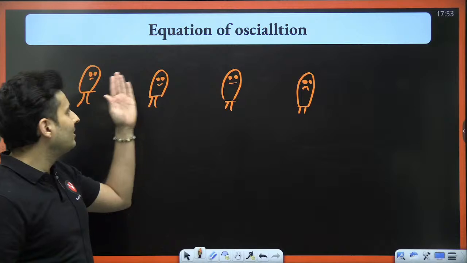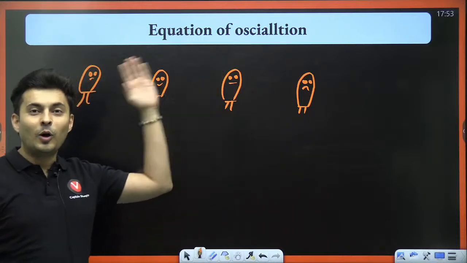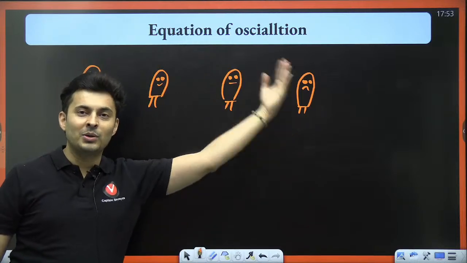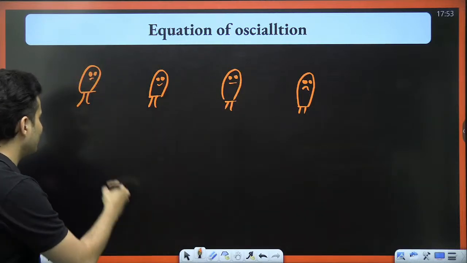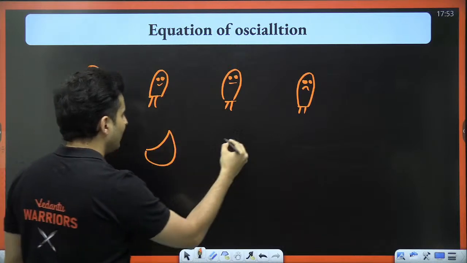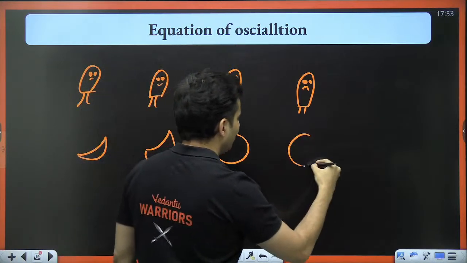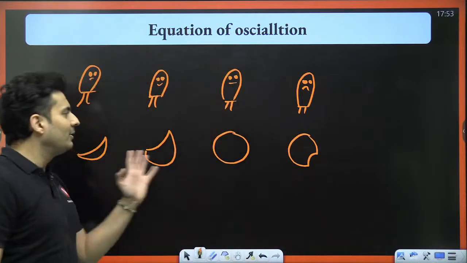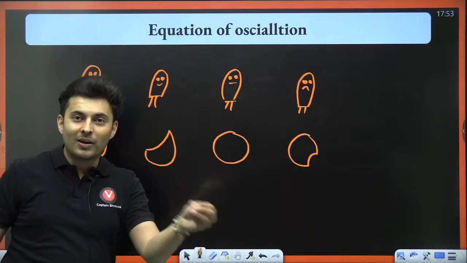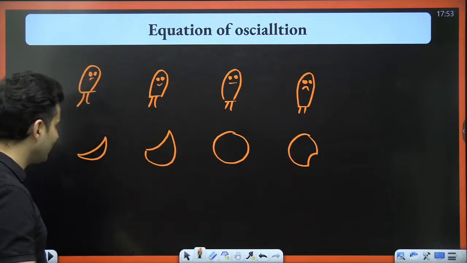So these are different situations of Pandu. You also call them different phases of Pandu. Different phases of Pandu's life. Just like you have phases of the moon. You see the big crescent, then the full moon, then maybe something like this. So these are different phases of the moon. These are different situations. So even in an oscillation, there are different phases.